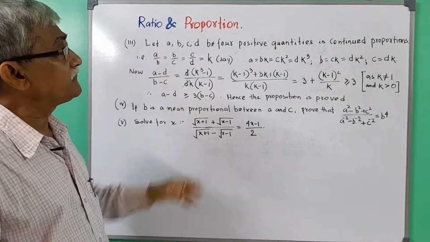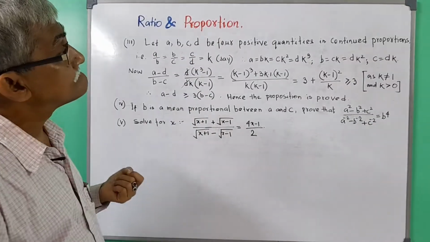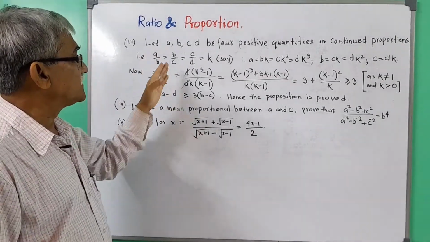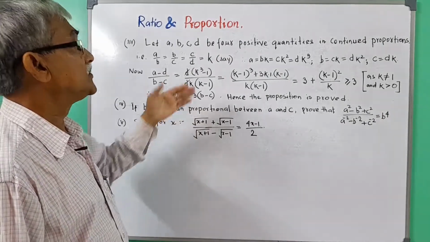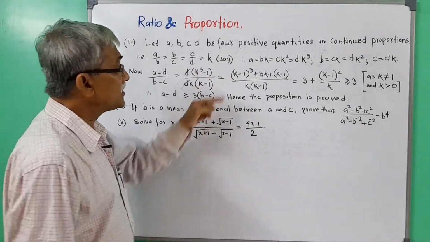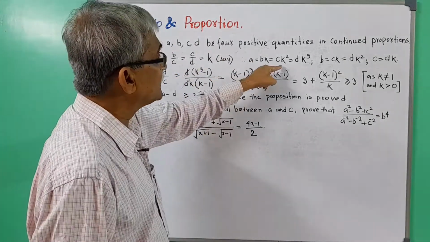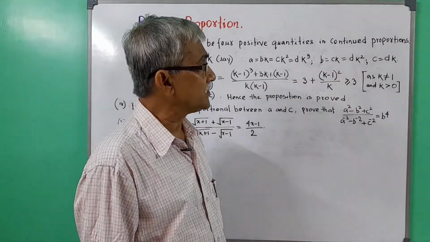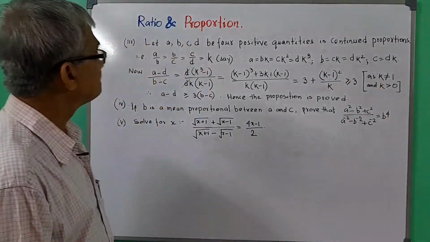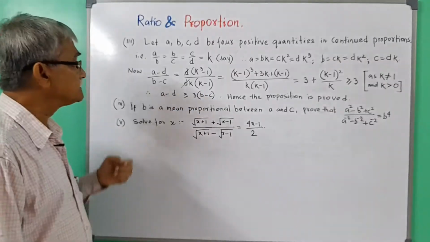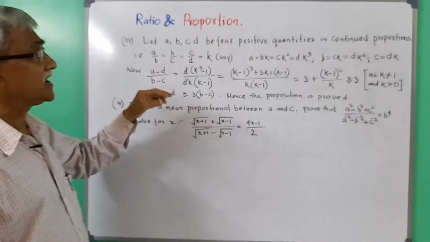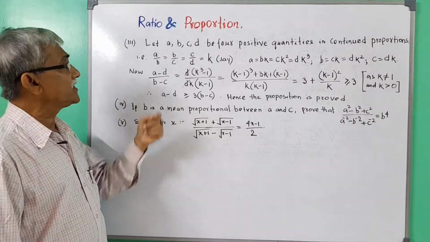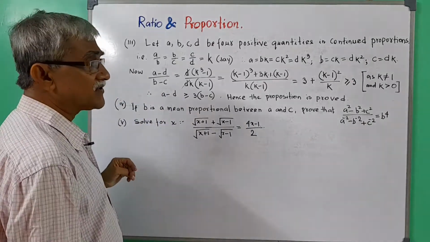Let A, B, C, D be four positive quantities in continued proportion. That is, A by B is equal to B by C is equal to C by D is equal to K, say. Therefore, you get A equals BK, BK is equal to CK square is equal to DK cube. You write B is equal to CK, that equals DK square, and C is equal to DK. Now what we are doing is taking the difference between the first and the last, that is A minus D, and the difference between the middle two terms, that is B minus C, and we make a ratio of that.